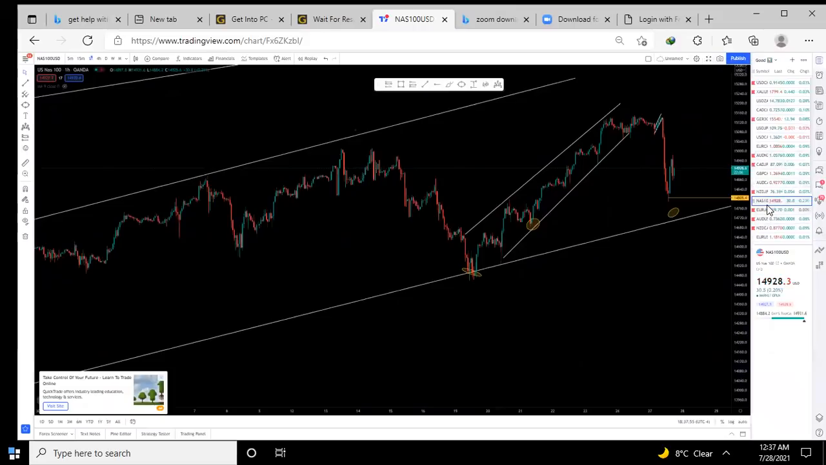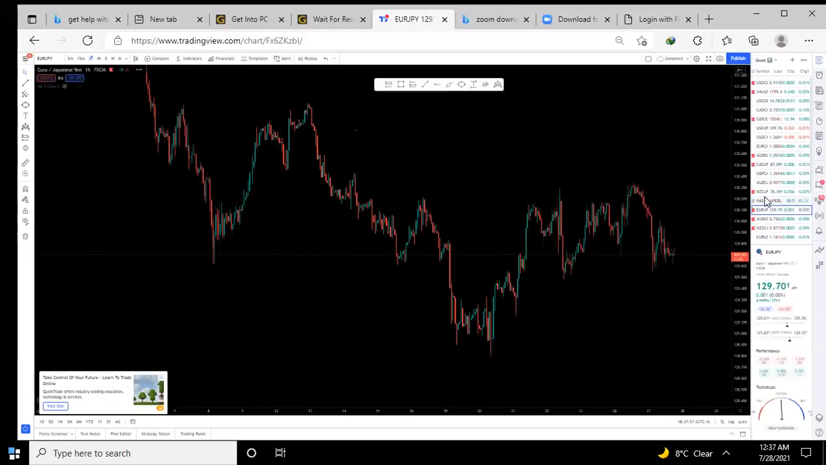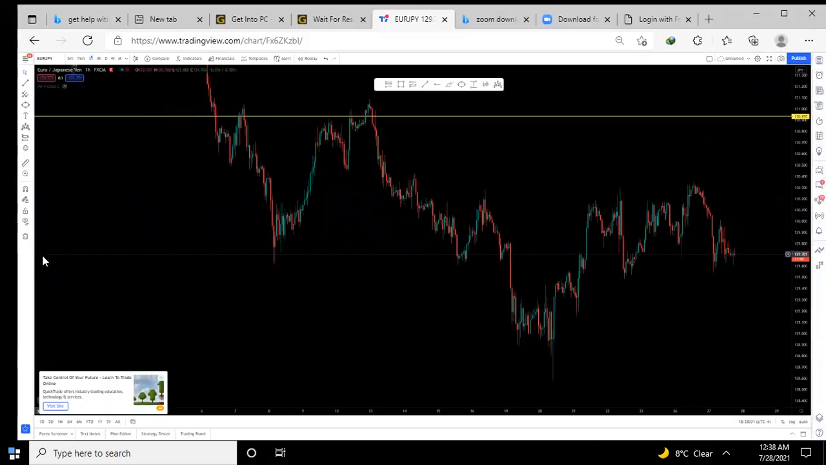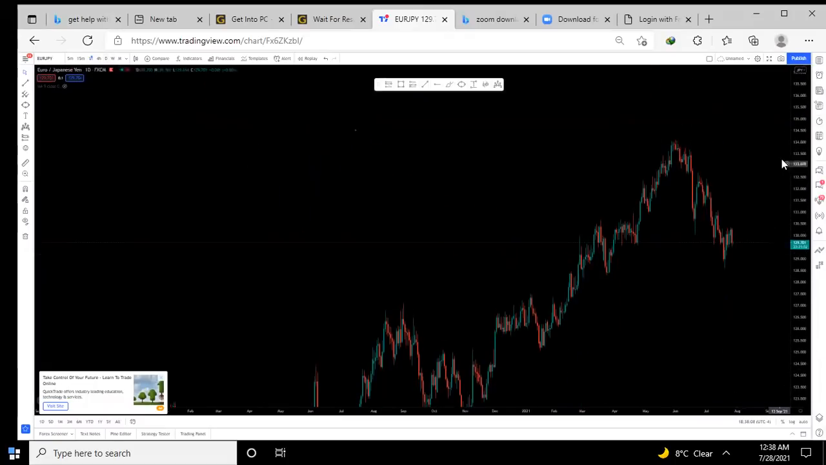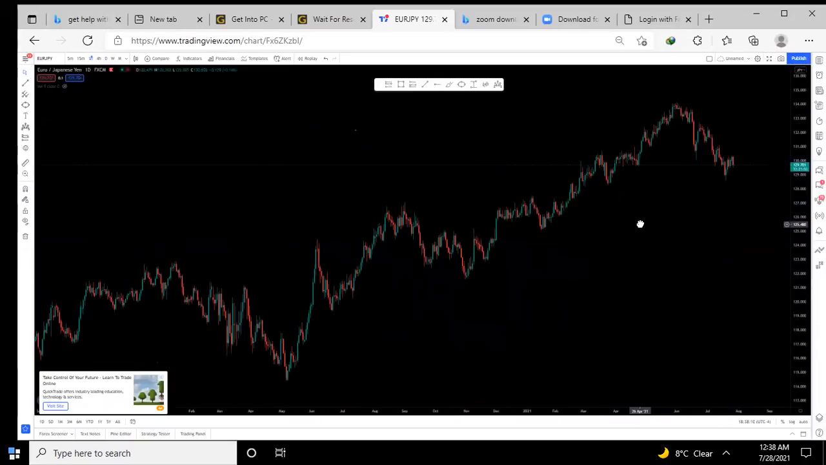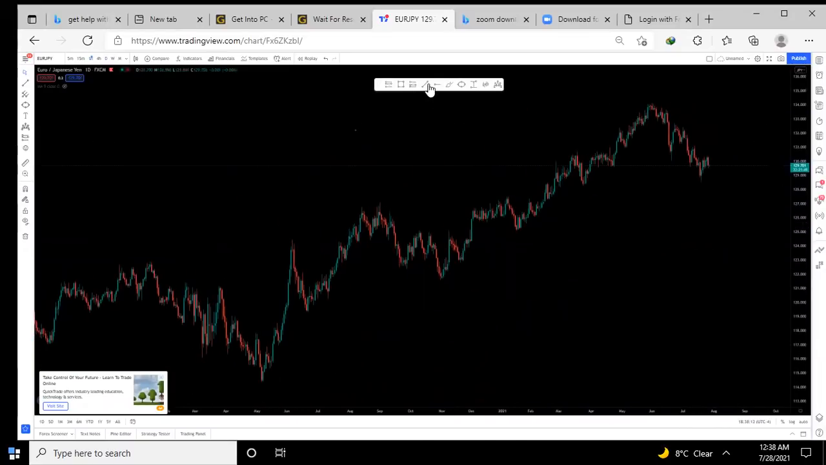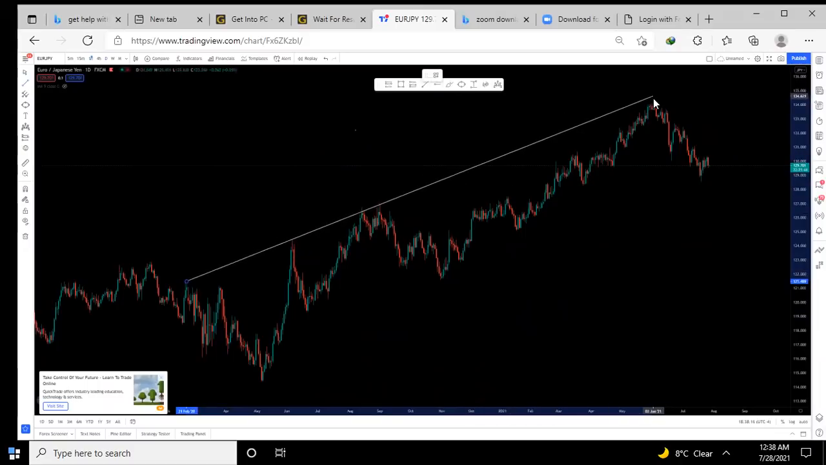So now, guys, let's see Euro JPY. It's been a long time since I saw those things, guys. I've been on the indices, you know. So let's see Euro JPY. On Euro JPY, you have a clear structure. You see, this is a clear structure.